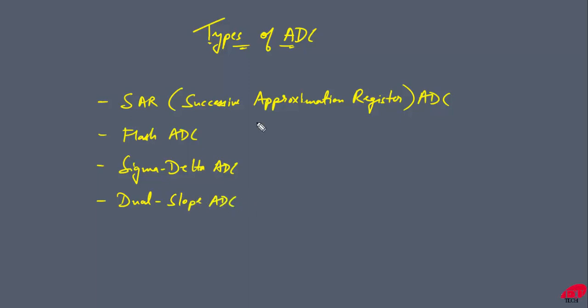Now these are some of the common ADCs that are used, and there are some more also. But in most of the microcontrollers, as I said, SAR ADC is widely used. Now why is it widely used? Because of its low power consumption and high resolution and accuracy. So for this reason, SAR ADC is widely used. Now to understand SAR ADC, let us first understand what is the successive approximation algorithm.